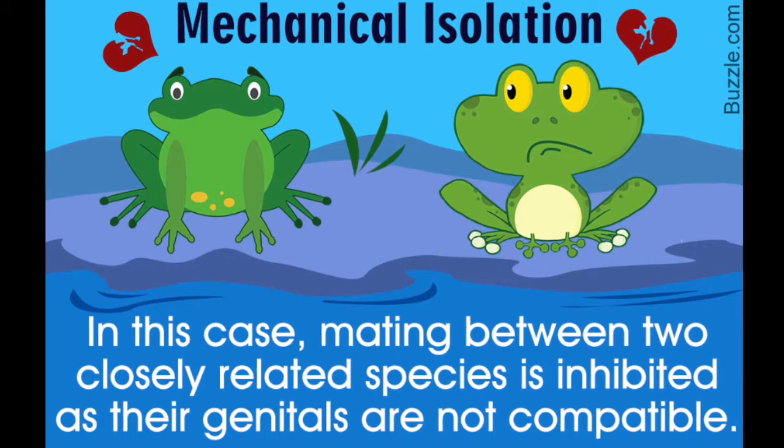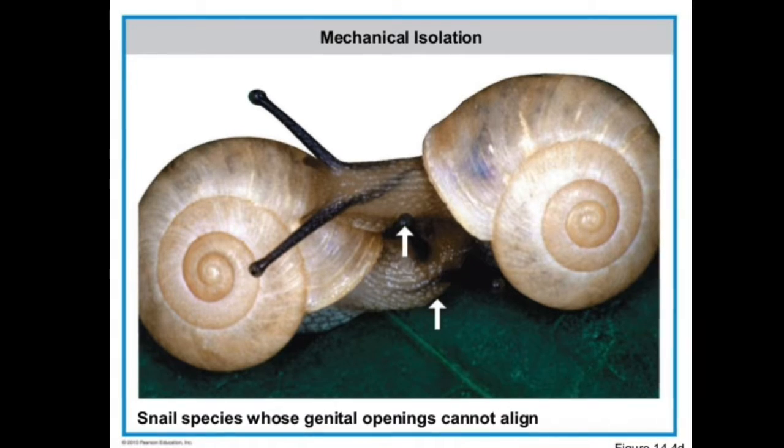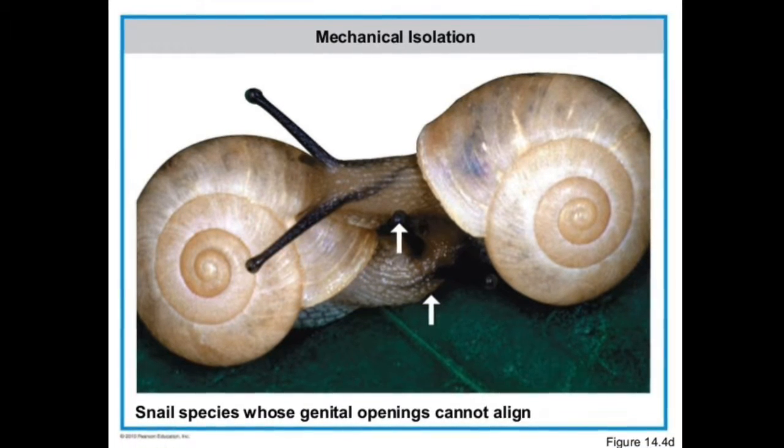Mechanical isolation is when the morphology or structure of the organism prevents mating. An example of this is snails with left coiling shells cannot mate with snails having right coiling shells.